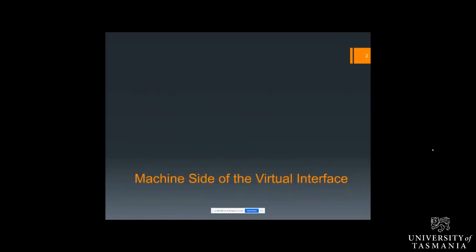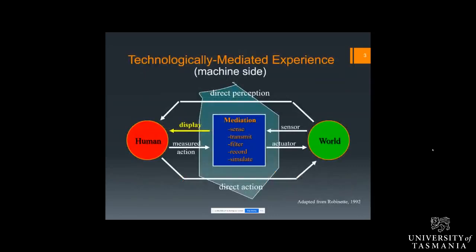So the machine side of the virtual interface that we're talking about. The virtual interface is somewhere in the middle block. Hopefully you can see my mouse cursor. This blue box, the mediation model, is the interface that we've been playing with. There are two sides: one side to the humans on the left-hand side, and then what they actually mean to the world, on the other side.